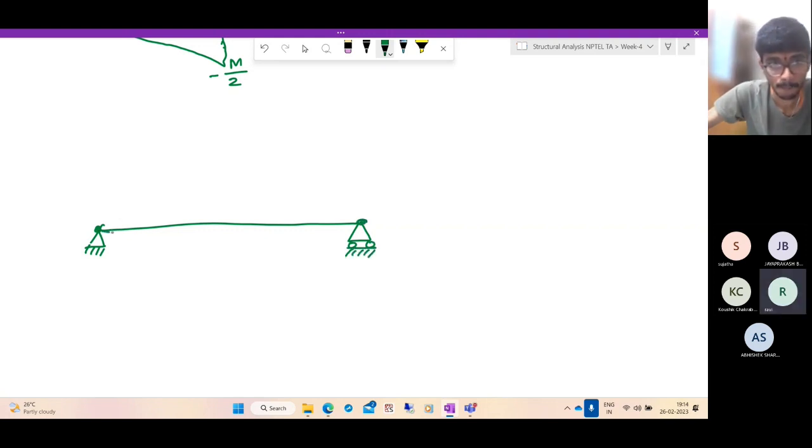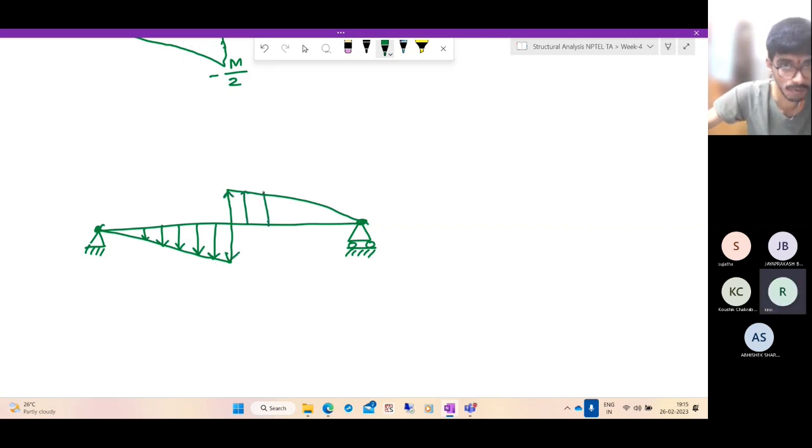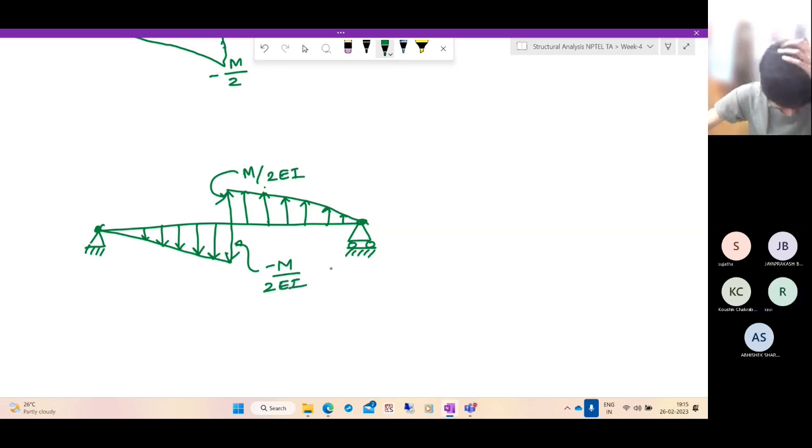And what is the loading? Loading is like this. On this side, negative hogging moment means negative, which means the deflections are downwards. And sagging moment is positive, which means the deflections are upwards. Sorry, not the deflection, the load intensity. So this is M by 2EI, and this one is minus M by 2EI. So that's it. Let us find out.